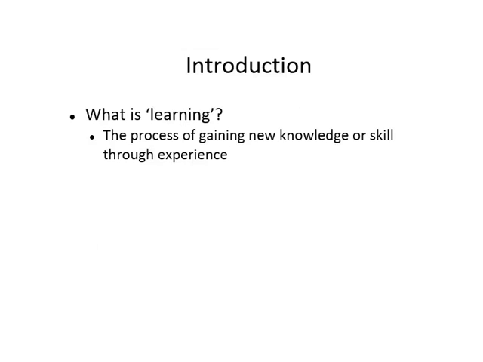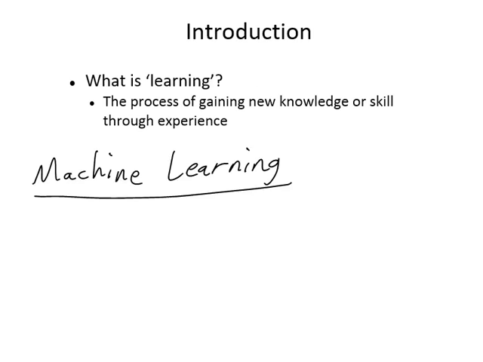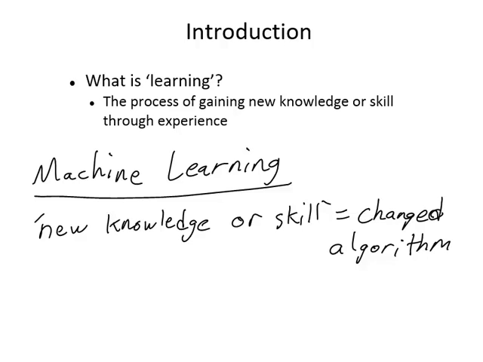So to start out with, what is learning? Learning is the process of gaining new knowledge or skill through experience. We understand more or less what this means in human or biological terms. But let's think for a minute about what this might mean in terms of machine learning. In machine learning, new knowledge or skill is a change in an algorithm that the robot uses to accomplish some sort of task. Experience here means data.